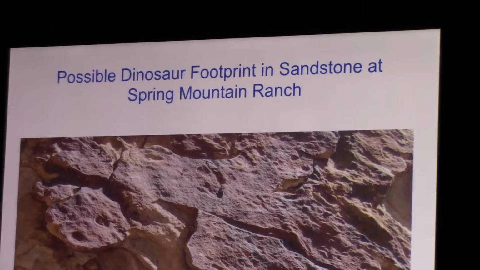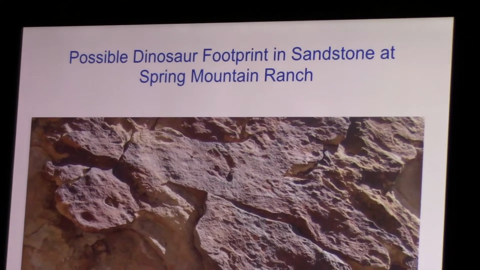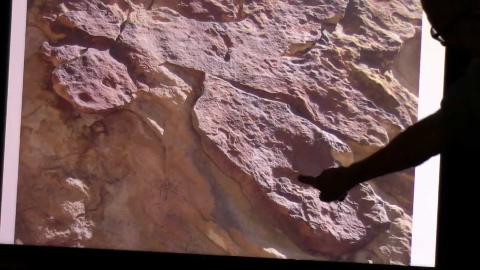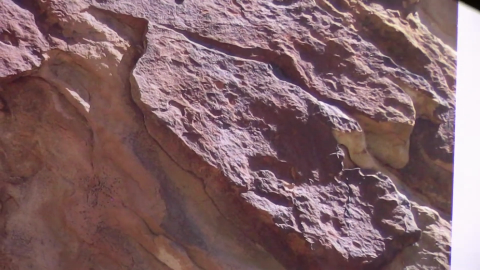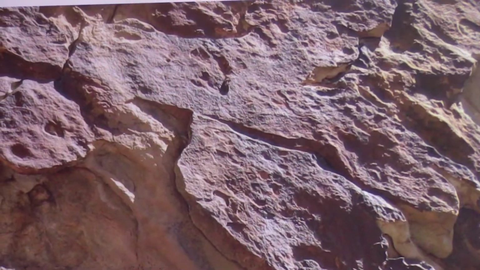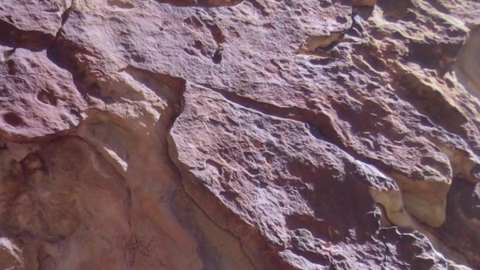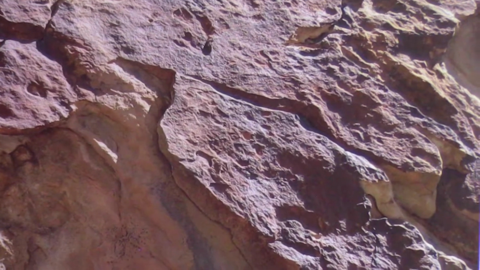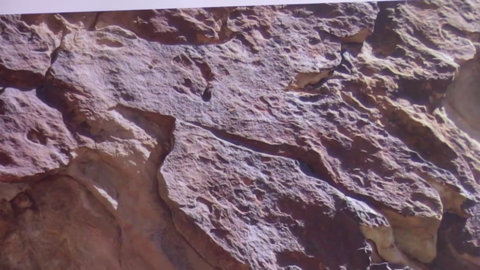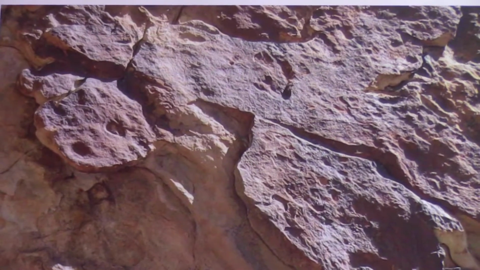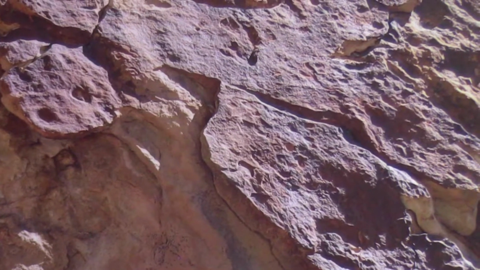It's in the wilderness. Possible dinosaur footprint in sandstone at Spring Mountain Ranch. See? Wow. Kind of looks like a print, and maybe here, and it's in a big block of rock. It's not in situ. It's been displaced. It's a big boulder, and I saw it, and I took a picture of it, and that was before GPS, before I had GPS on the phone, and I couldn't find it again when I went back. But it's possible that there's a dinosaur footprint in Spring Mountain Ranch.